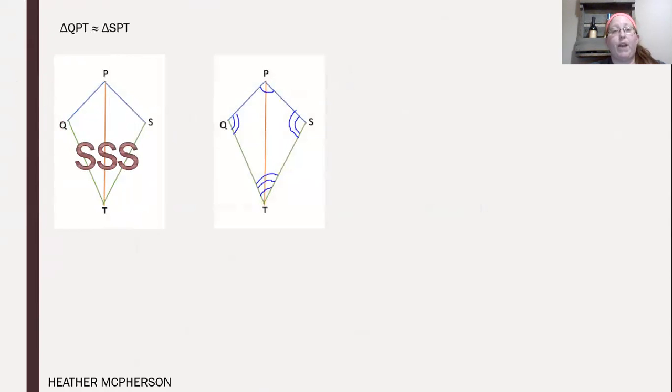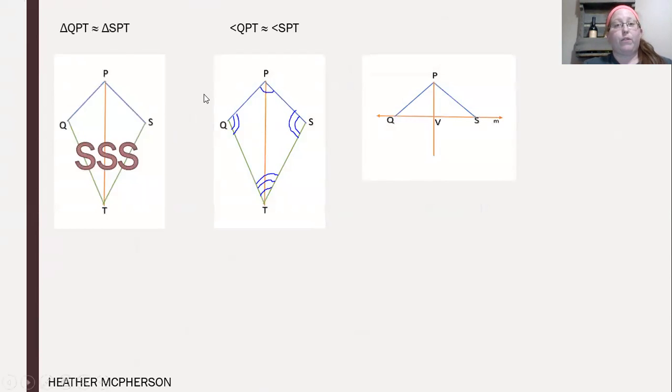Now, here we have the angles. Angle P, angle S, angle T, and angle Q. So, are the angles QPT and the angles SPT congruent? And the answer to that is yes. And the same way with the triangle QPT and triangle SPT are congruent, so are the angles. So the angle P is congruent to the other angle P. The angle S is congruent to the angle Q, and the angle T is congruent.